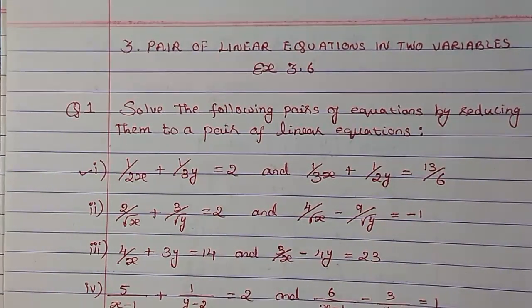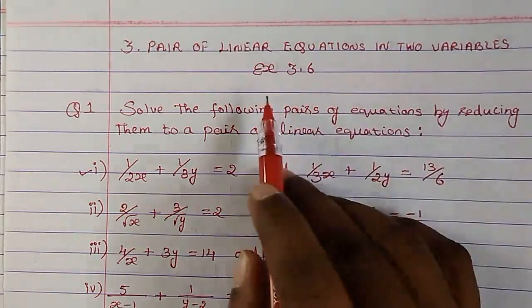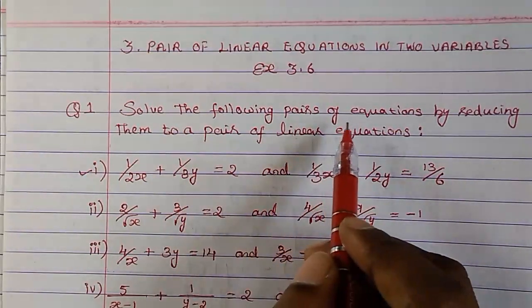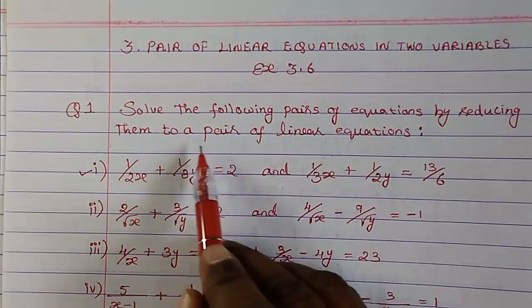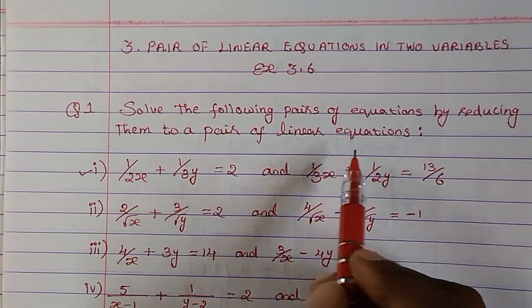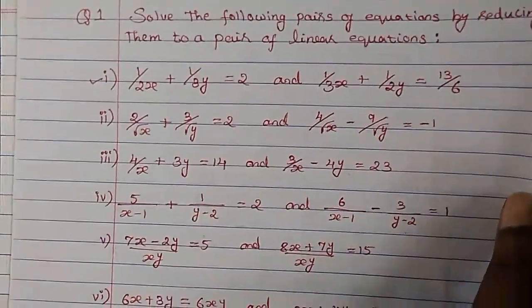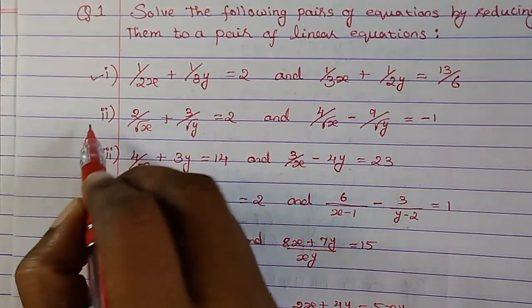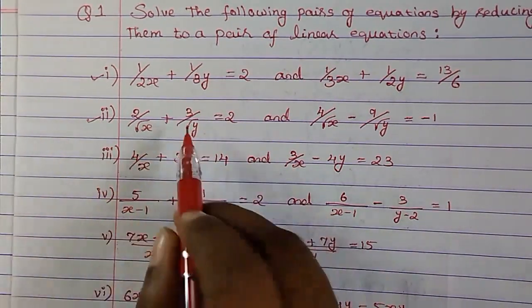Today we are going to see from class 10, chapter 3, pair of linear equations in two variables, exercise 3.6, question 1. Solve the following pairs of equations by reducing them to a pair of linear equations. We have already done the first part of it. I have explained to you what we are supposed to do. In this video, we'll do the second part of the sum.